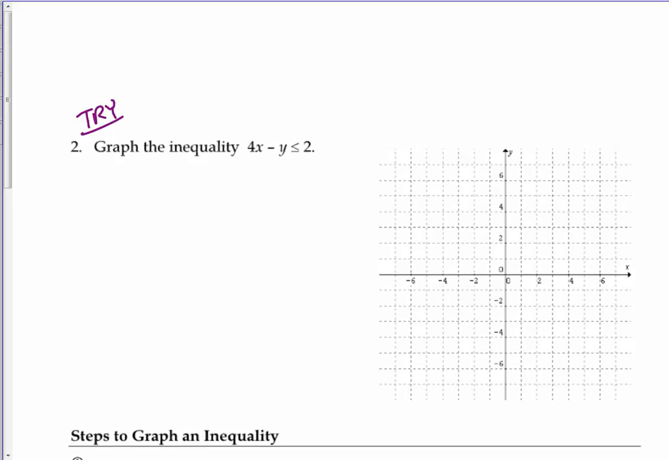So there are 2 ways. You'll get the same answer. You can just put it in as 4x minus 2 equals y, and then you're graphing. You could start by graphing y equals 4x minus 2, and then once you get your line, you can figure out is it above or below. You could even use a test point to figure it out.